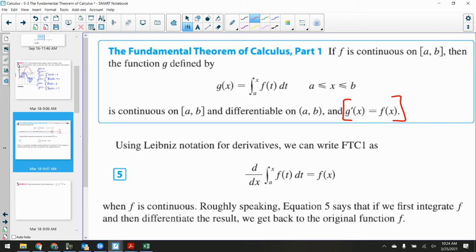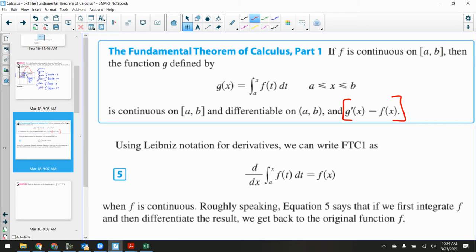So go ahead and take a look here. I would write this down. That's pretty important. It is the fundamental theorem of calculus. If f is continuous on a to b, then the function g is defined to be g of x is equal to the integral from a to x of f of t dt. And it's continuous on a to b and differentiable on a to b, and this is the important part here, g prime of x is equal to f of x. G prime of x is equal to f of x.